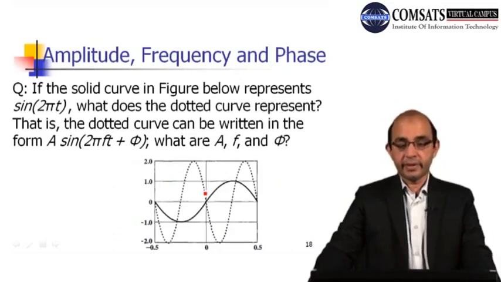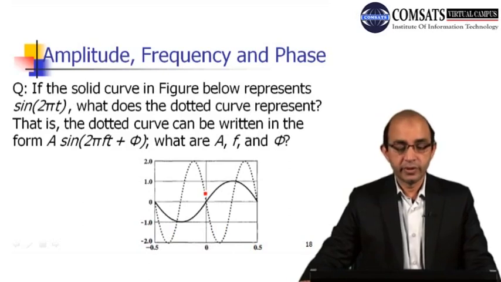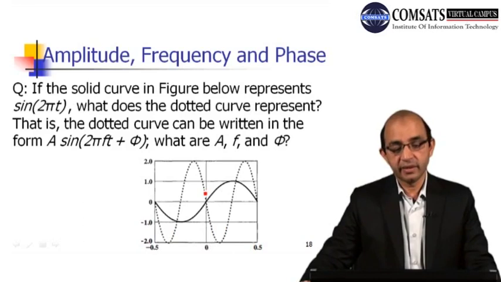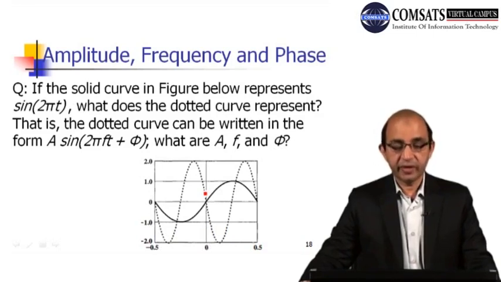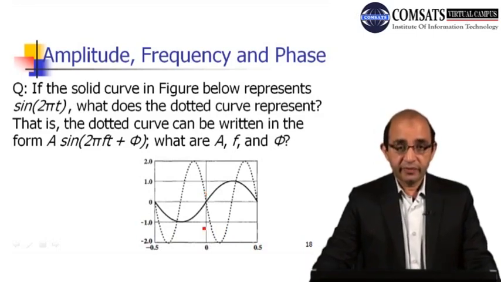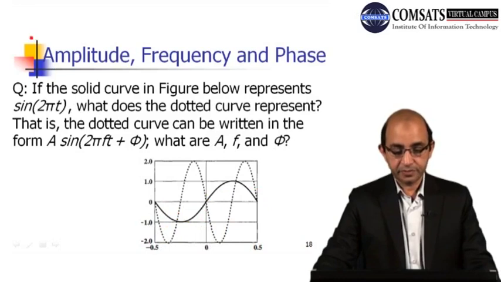As we all know, whenever we represent a signal with different frequency components, those components might have different amplitude, different frequency, and different phase. So here we have a question. We are given two curves in this figure, one a solid line curve and the other a dotted line curve. What does the dotted curve represent?